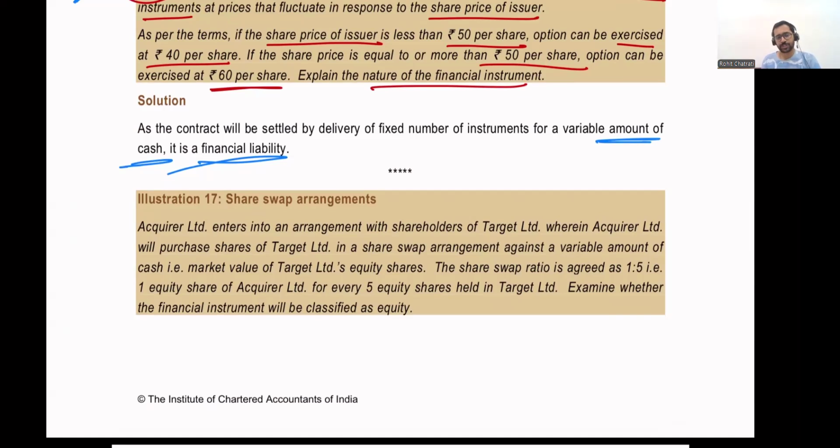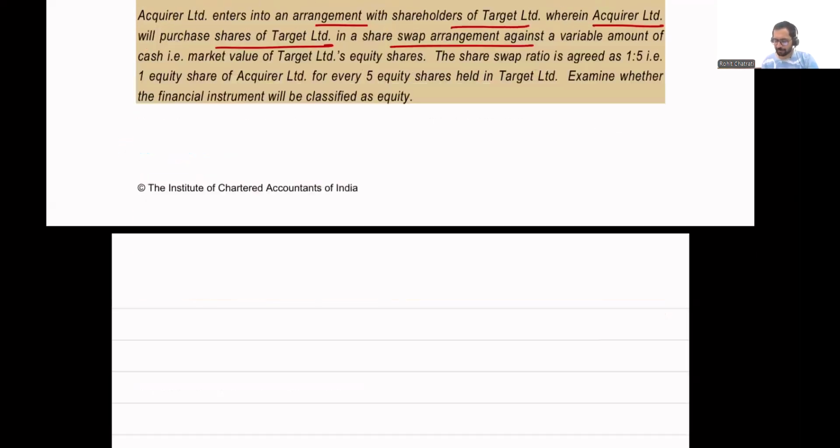Let's now look at illustration number 17. Acquirer Limited enters into an arrangement with the shareholders of Target Limited, wherein Acquirer Limited will purchase the shares of Target Limited in a share swap agreement. All right. Before reading the next part of the question, let us actually understand what is happening over here.